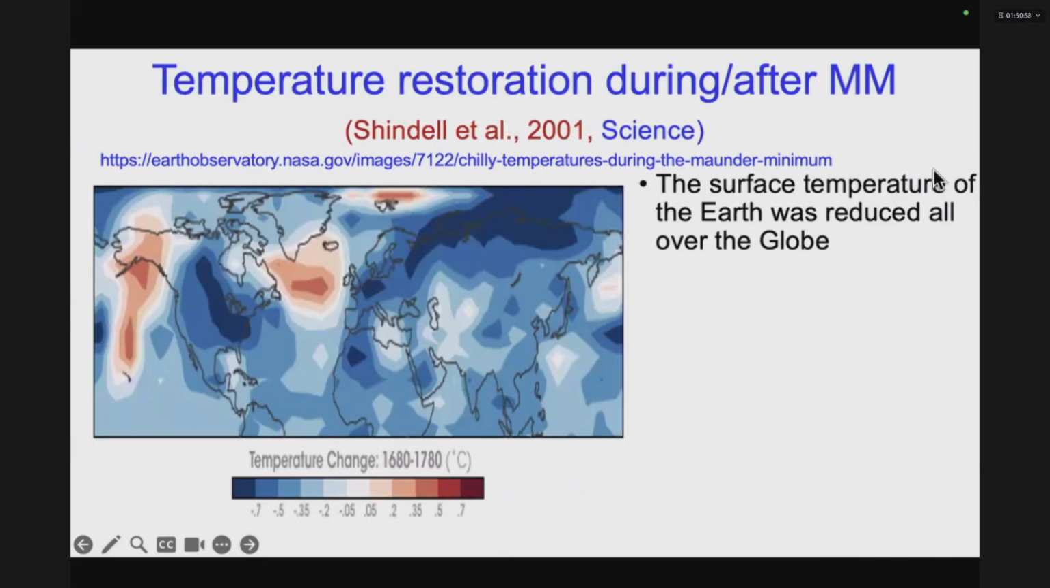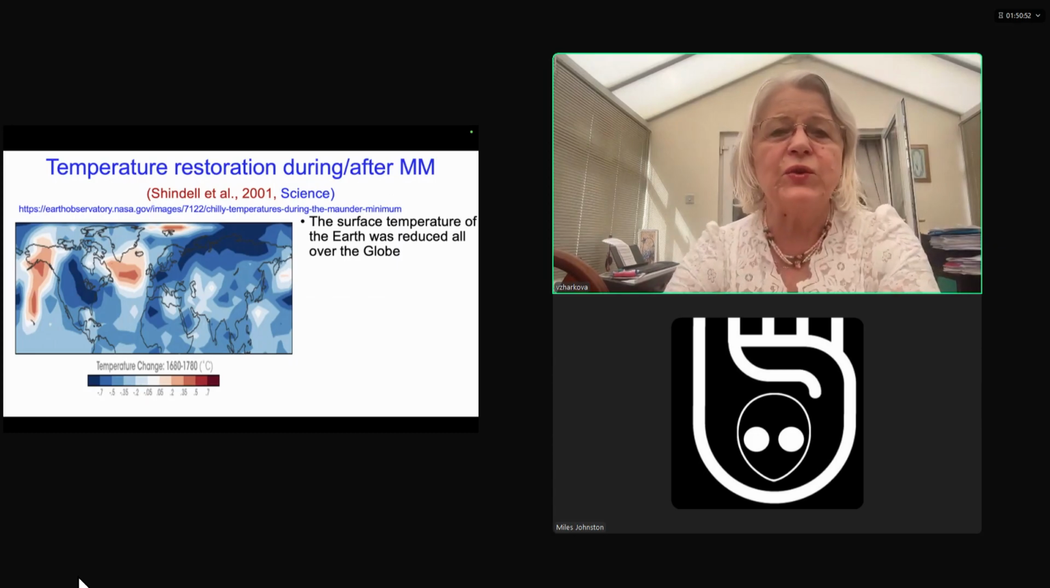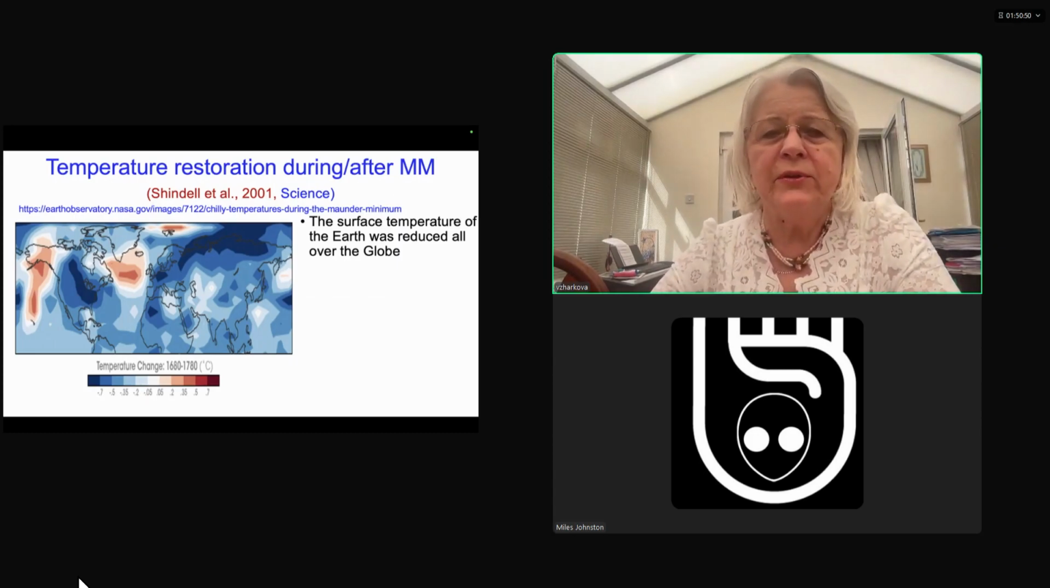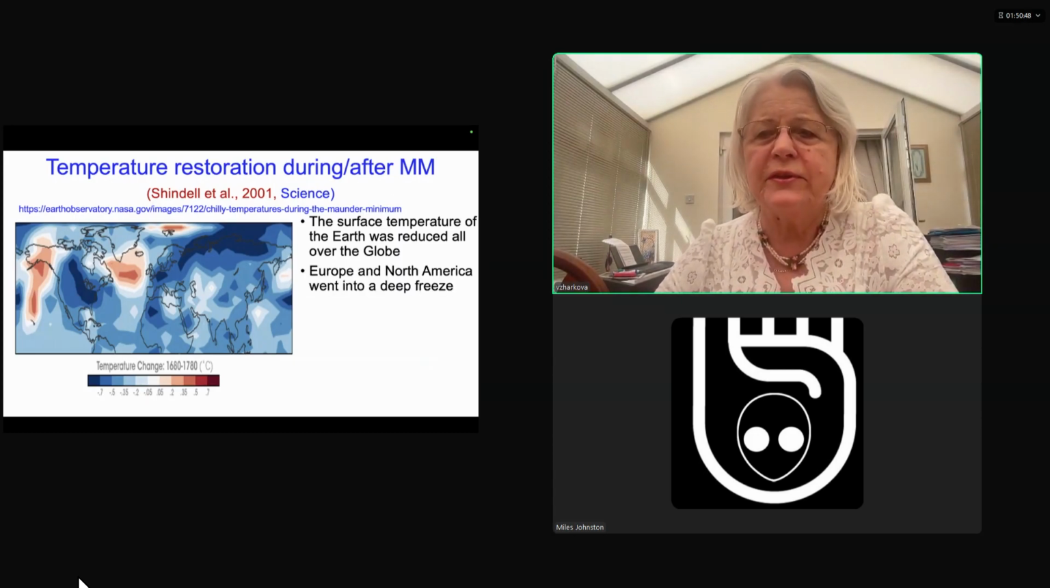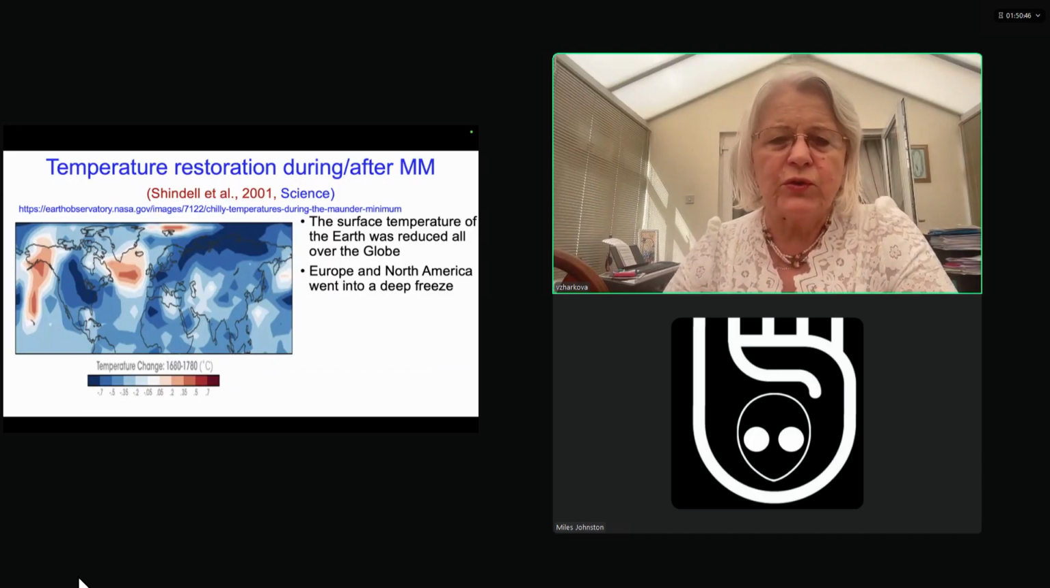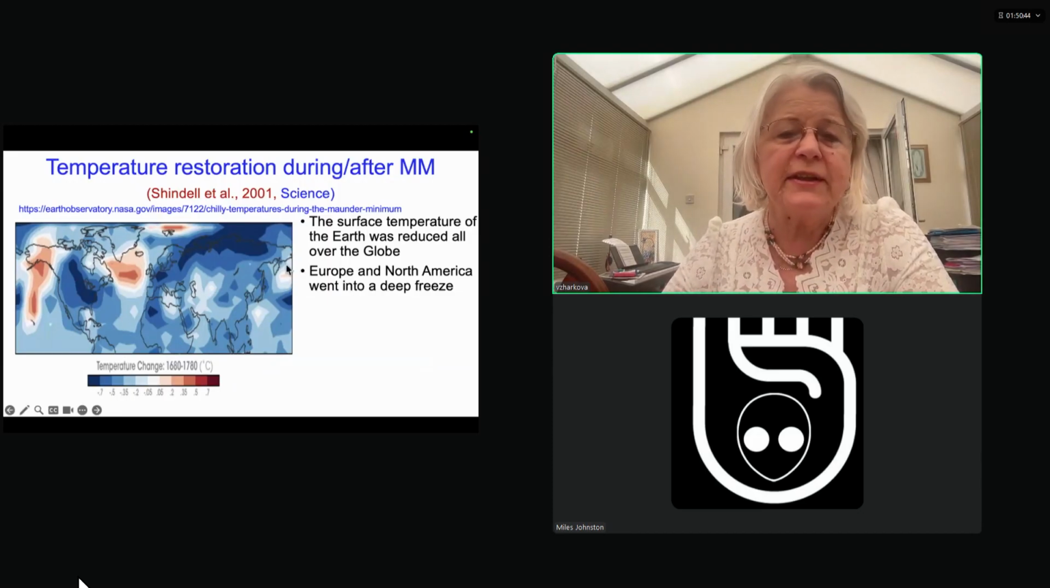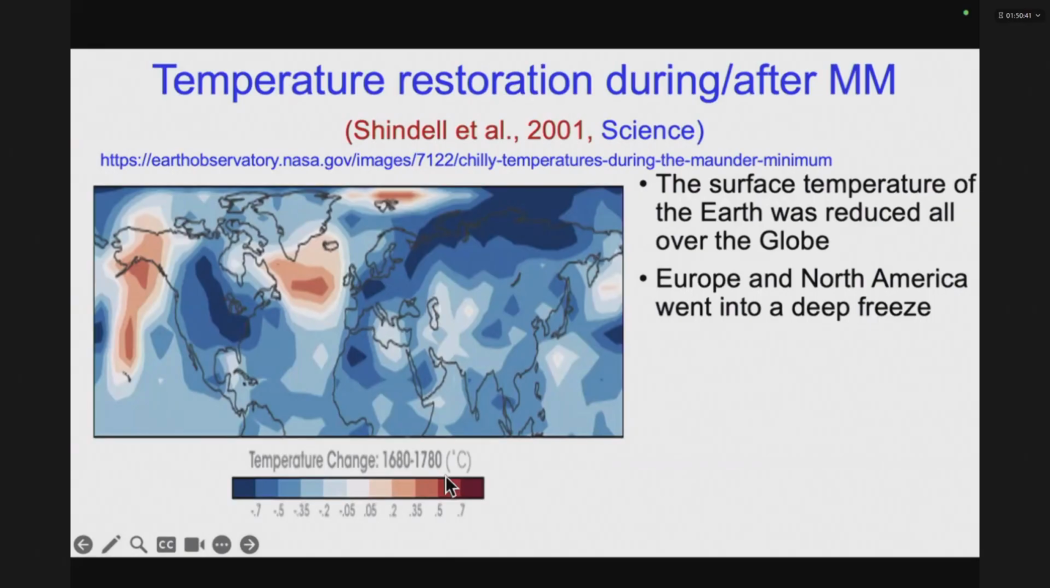So I looked and dug for the data, and I discovered the Schindell et al. paper. They restored temperature during and after the minimum, and they showed the surface temperature of Earth was reduced over the globe. So now we see how they calculate this average temperature. At the bottom, there is a color line, which shows reduction of temperature. Darkest blue is reduction by 1 degree, and darkest brown is increase by 1 degree.